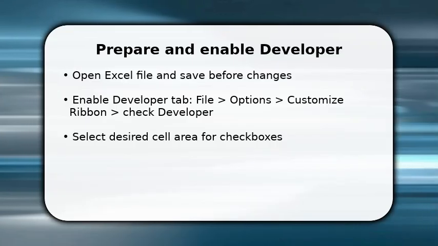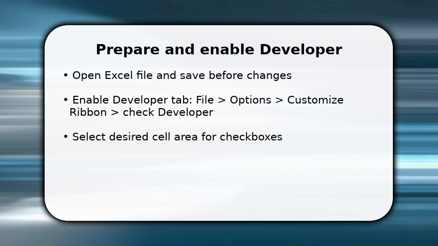You'll start by enabling the Developer tab so you can access form controls. Open your workbook and save a copy. Once done, go to File, Options, Customize Ribbon, and check Developer.